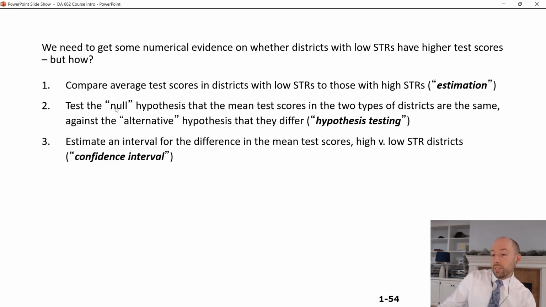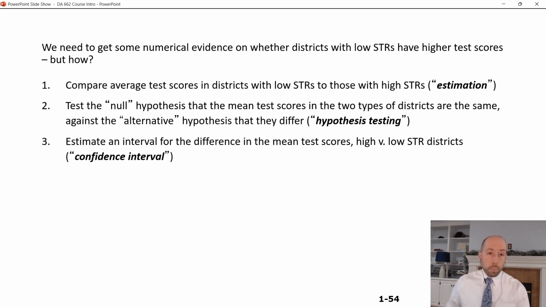Test a hypothesis. Again, a hypothesis for statistical hypothesis testing is going to be a numeric representation of an idea that has meaning, that I want to know whether that idea is true or not. Test the null hypothesis that the average test scores in the two types of districts, high student-teacher ratio, low student-teacher ratio, are the same. Okay, so we're going to test the null hypothesis that the difference between them is 0. There's no difference between the high STR and the low STR districts.